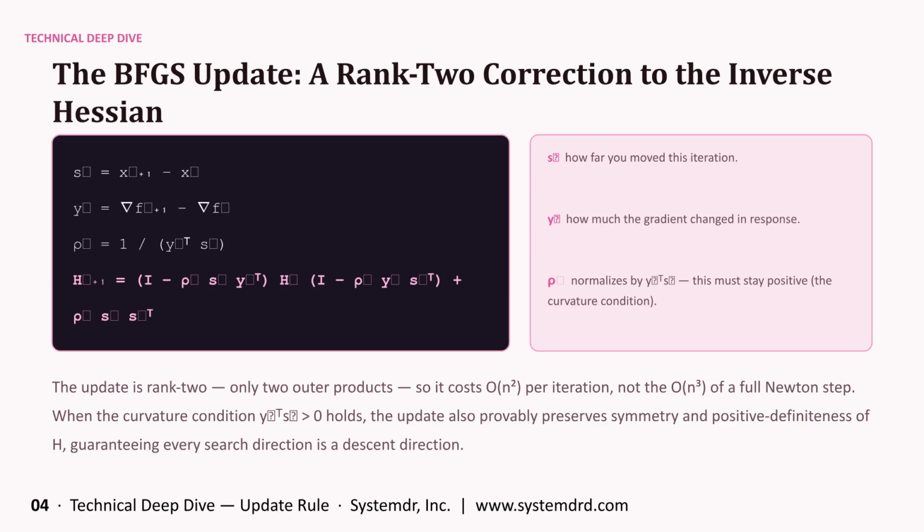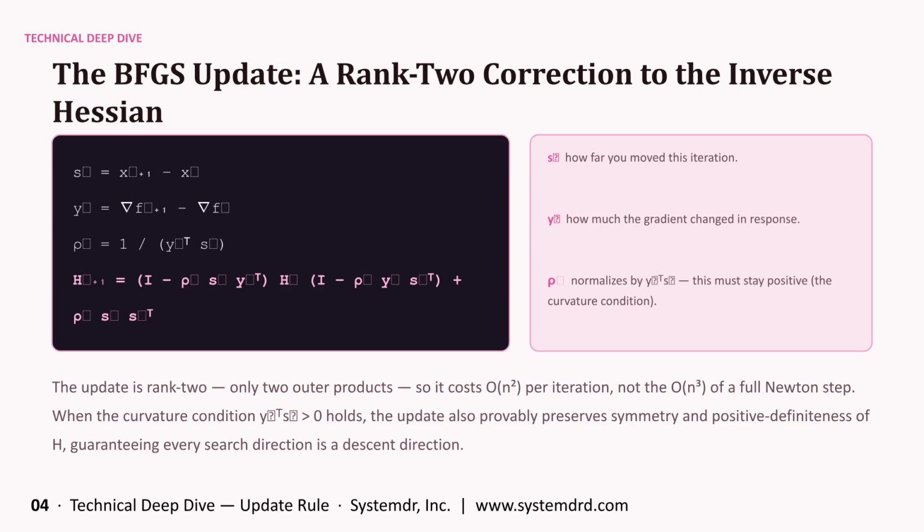Let's put real math to that update. Three vectors, one formula. Sk is simply the displacement, where you ended up minus where you started. Yk is the corresponding gradient change, and ρk is 1 over the inner product of yk and sk, and this quantity has to stay strictly positive. That positivity requirement is called the curvature condition, and it's not optional bookkeeping. It's what guarantees your updated h stays positive definite, which in turn guarantees that every direction BFGS produces is an actual descent direction.